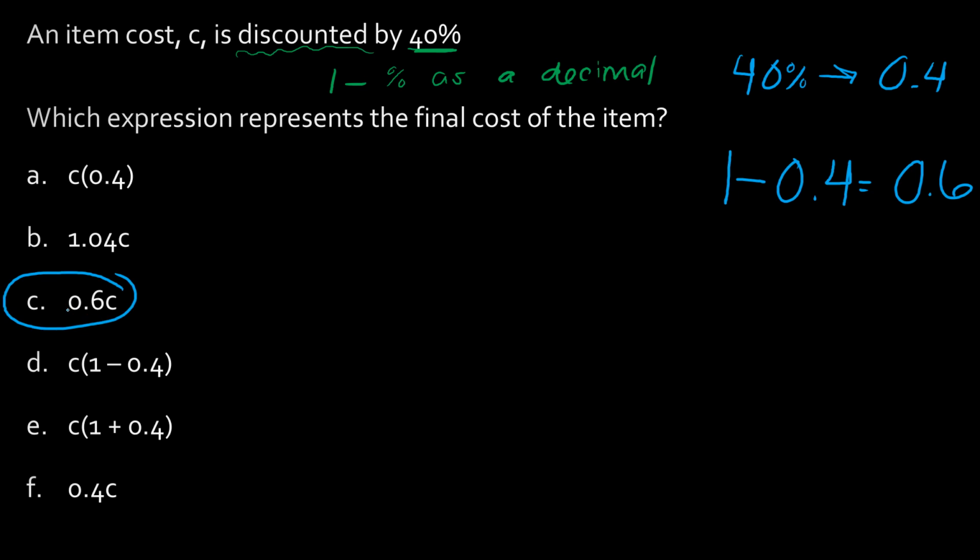Now there is another one, and if I look here, this one is 1.04. That one can't be right because that is not 0.6. Same thing with this top one. This is just 0.4 times c. Can't be that.